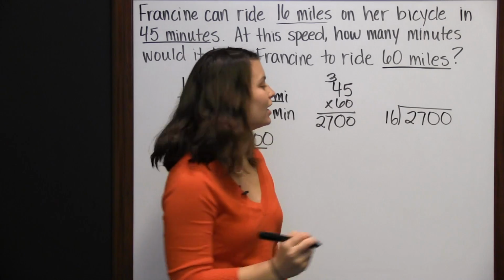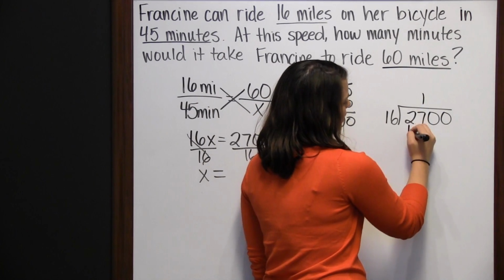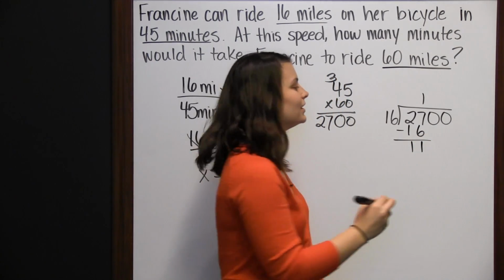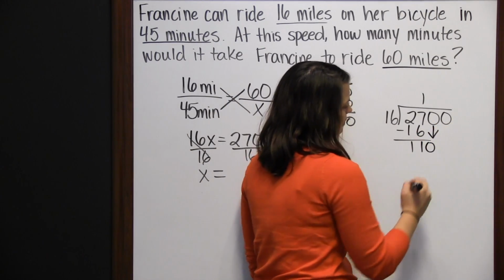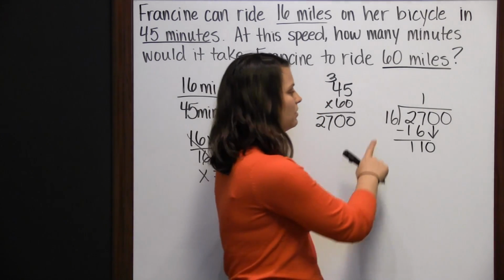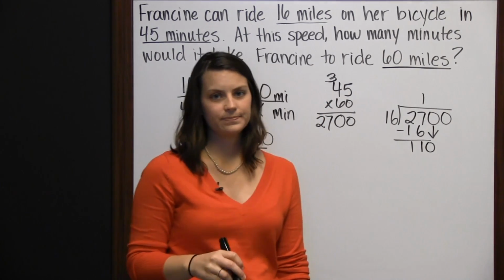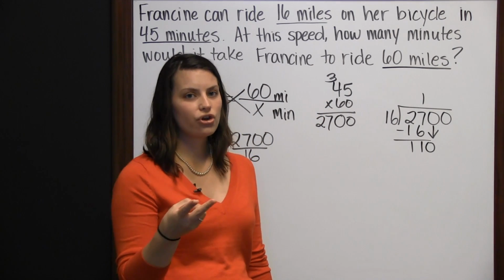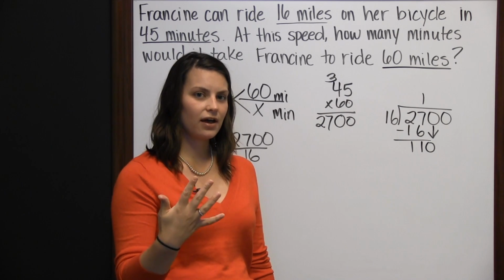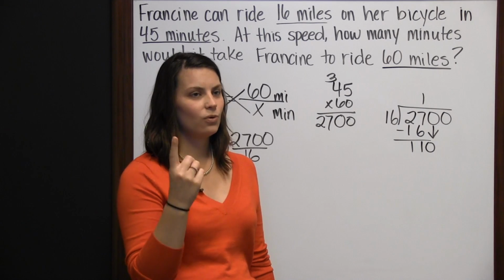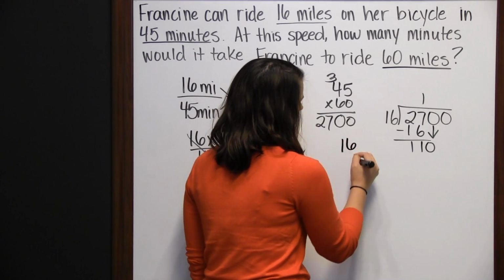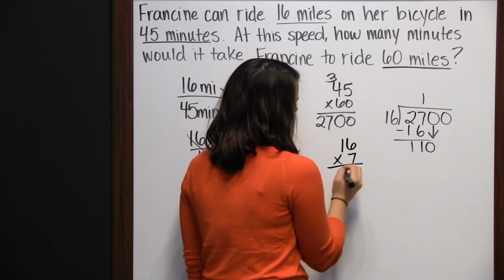16 goes into 2,700 one time. And that's 16, and we subtract and get 11. Then we bring down our 0. We could use 15 as a compatible number to see how many times 15 would go into 110. So we have 15, 30, 45, 60, 75, 90, 105. So 7 times. So let's see if 16 will go into 110 7 times.